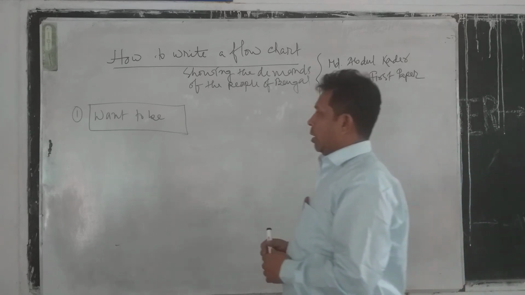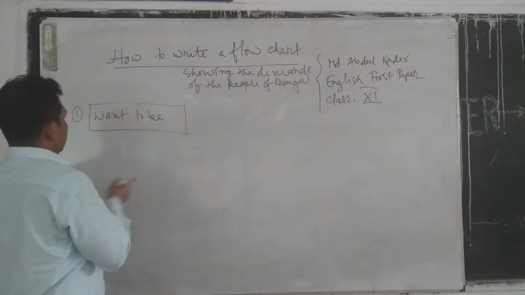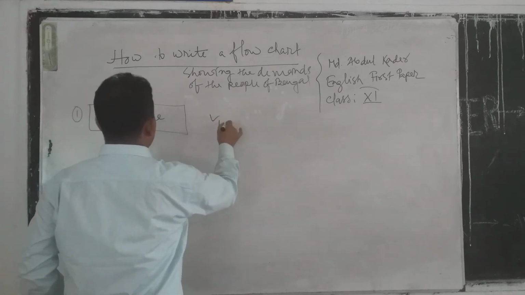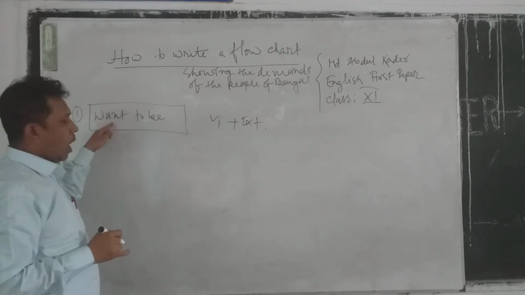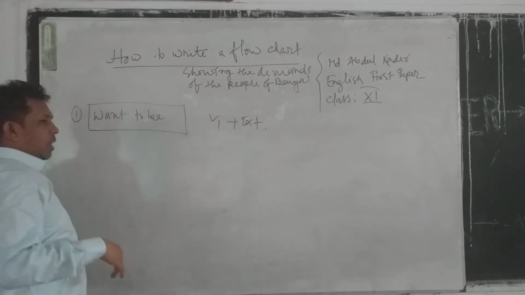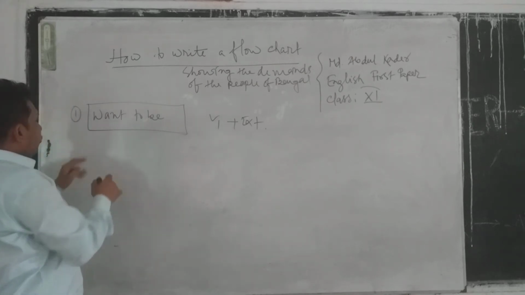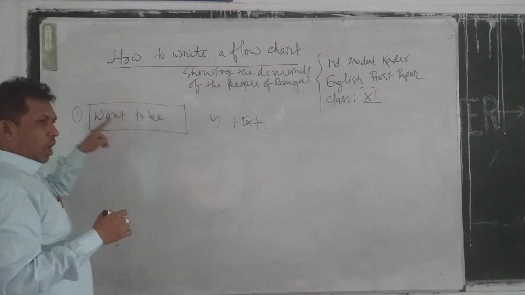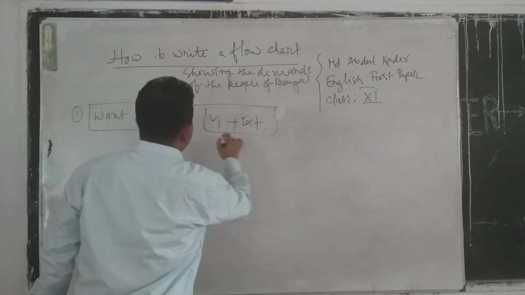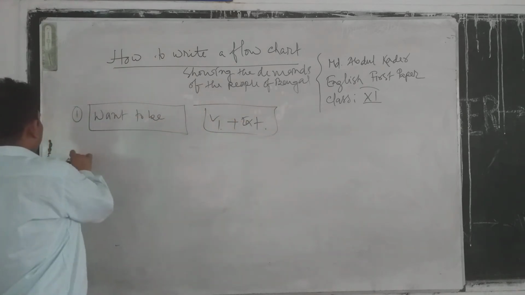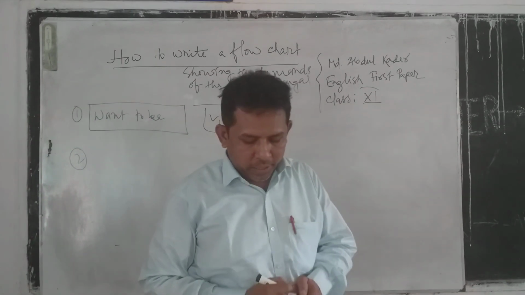Okay, my dear students, here 1 is a verb. The structure is V1 plus extension. You have to follow this structure. I have said you have to follow the first box. The method is V1 plus ing. Then I will do the second one also likewise.